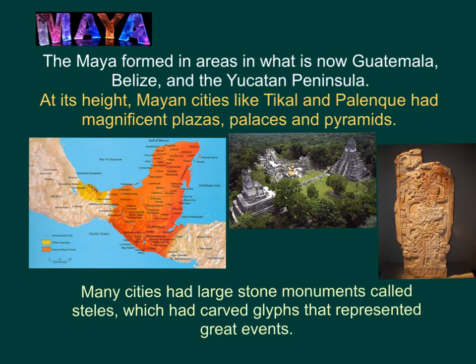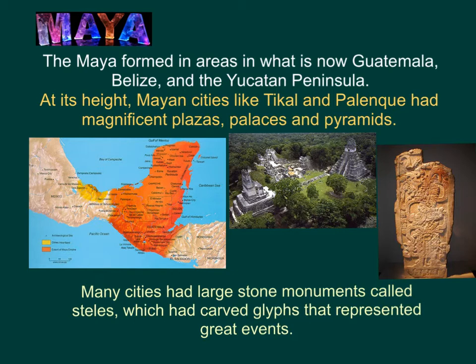The next group we're going to talk about are the Maya. The Maya formed in areas in what is now known as Guatemala, Belize, and the Yucatan Peninsula. So here is Guatemala today, right here. Belize is right here, and this is the Yucatan Peninsula. So this is where the Maya developed.